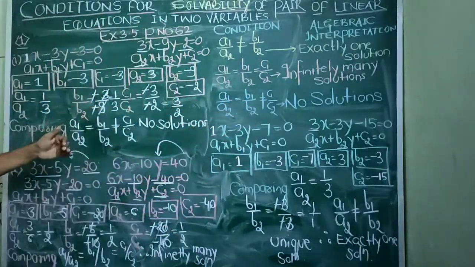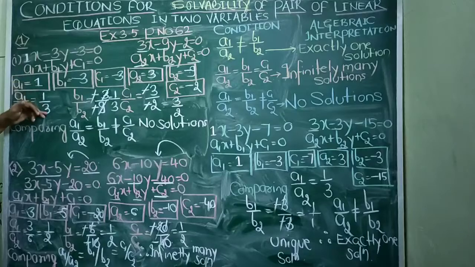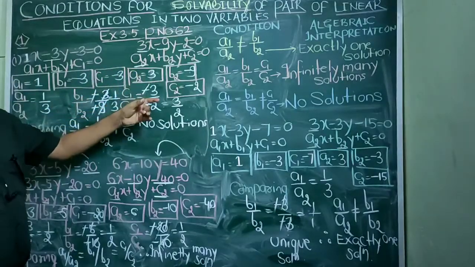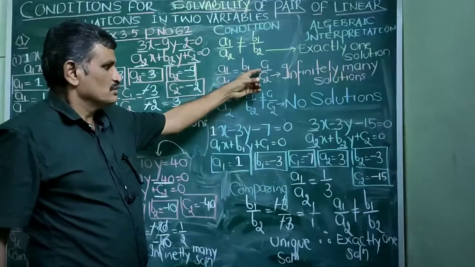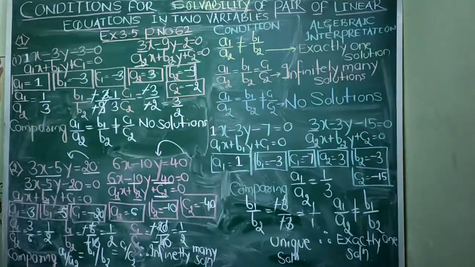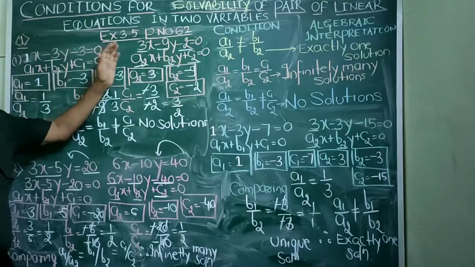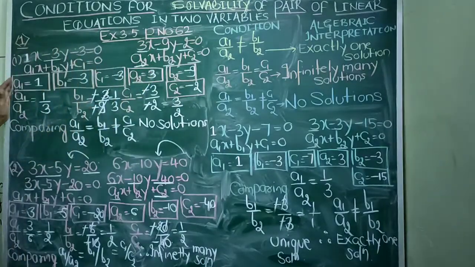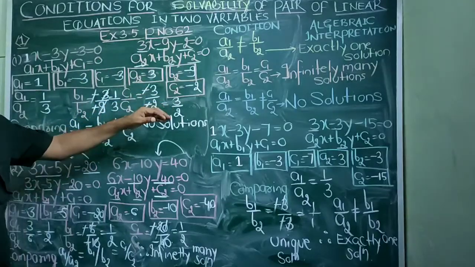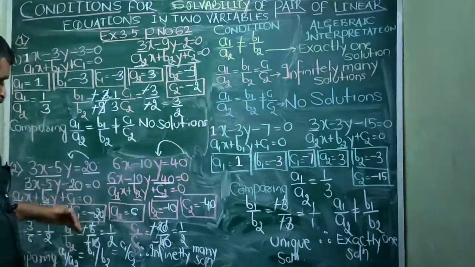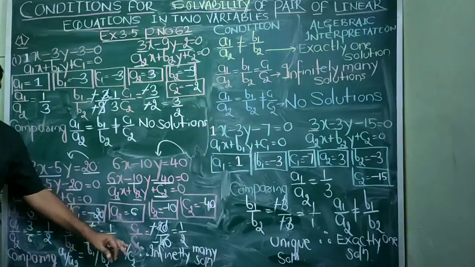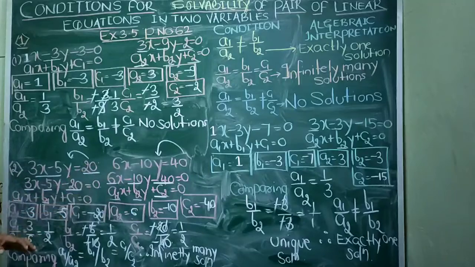Here in these two problems, what was happening is A1 by A2 was equal to B1 by B2. That's why I tried to find out whether it is equal to C1 by C2 or not equal to C1 by C2. So when first and second are equal, then you have to see the third one. Here first and second are equal, but it is not equal to the third one, and that's why no solution. In the second problem, first and second are equal, so I tried the third one and it is also equal to the third one.